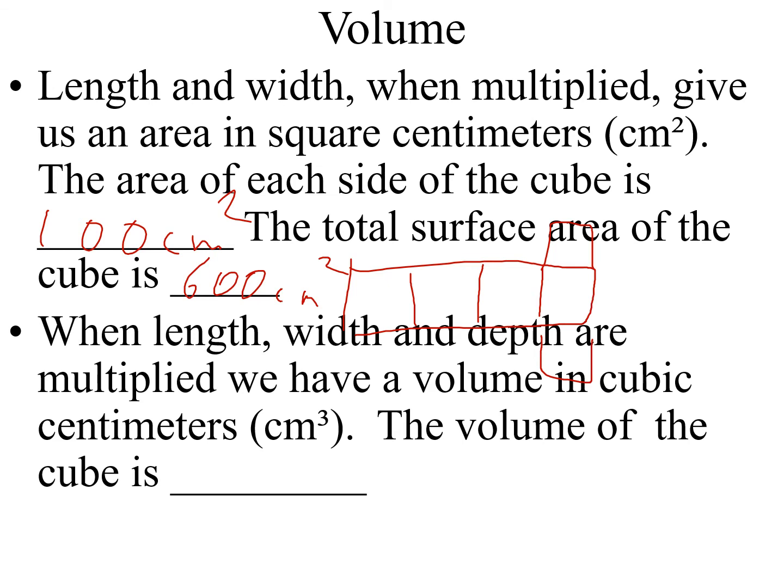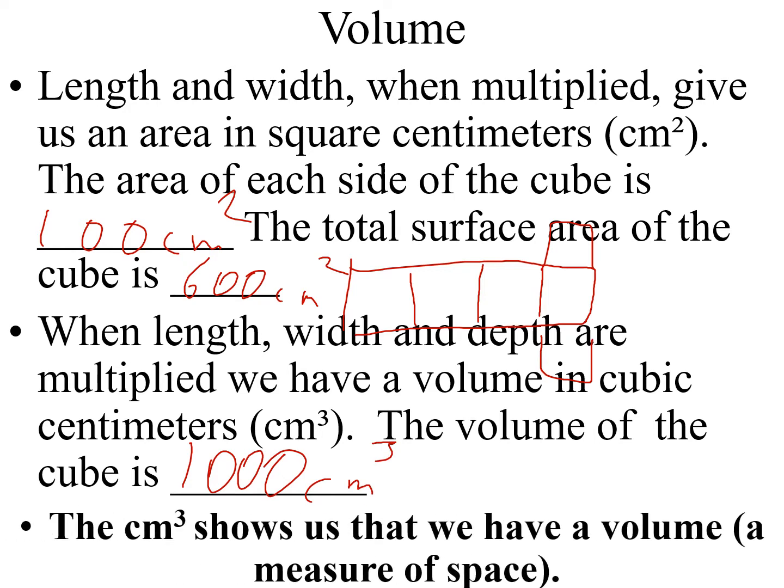Now when we multiply length, width, and depth, we have a volume in cubic centimeters, because centimeter times centimeter times centimeter is cubic centimeter. So the volume of the cube, well, 10 times 10 times 10 is 1,000 centimeters cubed. The centimeters cubed shows us specifically that we have a volume, which would be a measure of space.